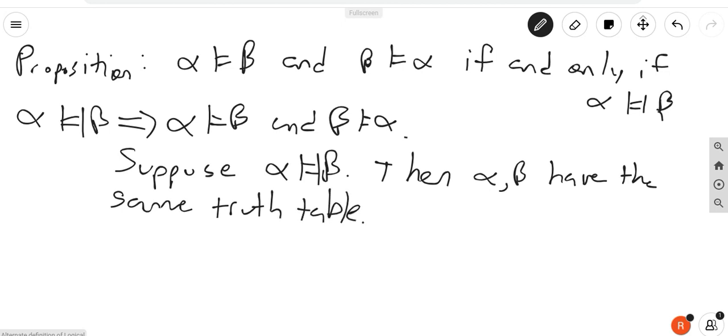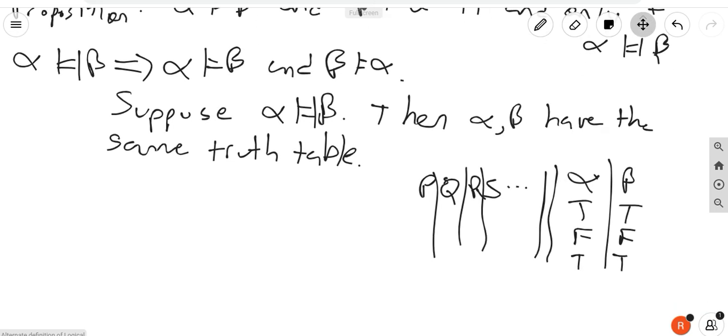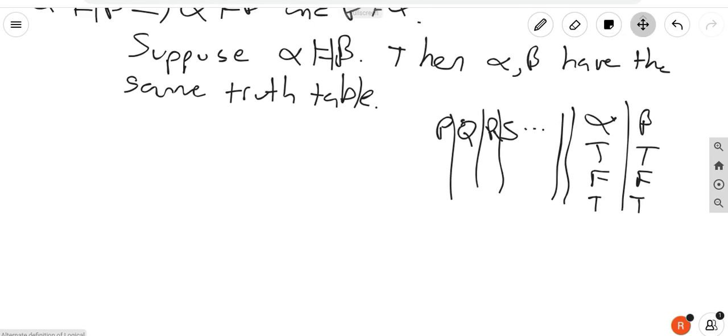So we'll have like P, Q, R, S, and we'll have some truth table with some number of variables, and then we'll have alpha, and we'll have beta. And everywhere that there's a true in alpha, there will be a true in beta, and everywhere that there is a false in alpha, there will be a false in beta. And this will be however big it is. We don't know what alpha and beta are as general formulas. All that we know is that this property holds of them. They have the same truth table.